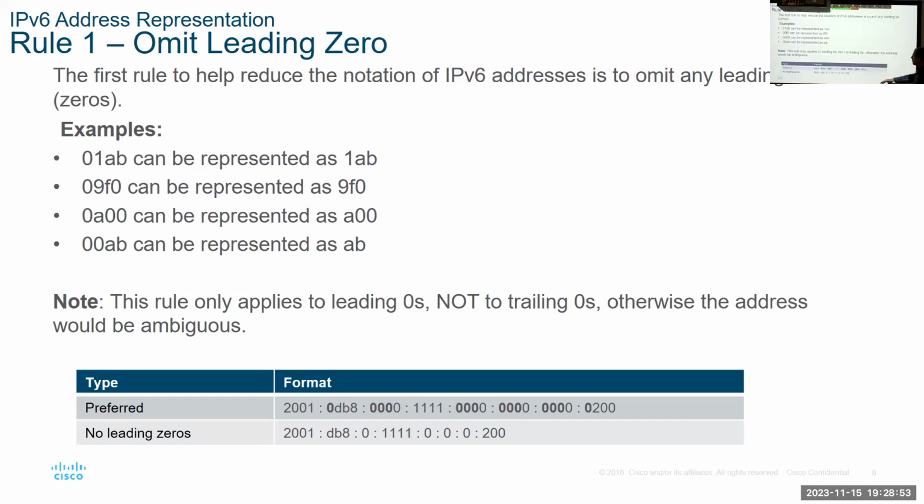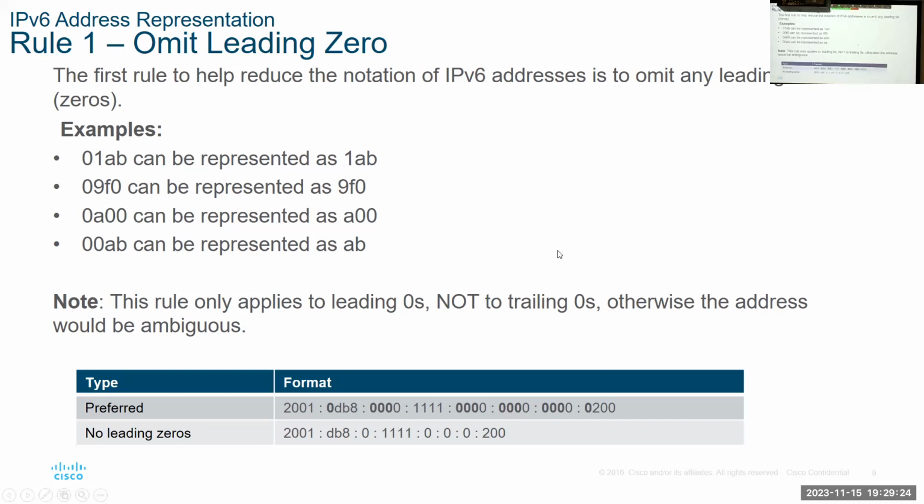Okay, I don't know, when they say preferred, I'm not really sure who prefers it. But I guess when you see it like this, with all 8 fields with 4 hex digits in each field, you know that that is a correctly represented IPv6 address. But by deleting zeros, there's a whole lot less to write down.